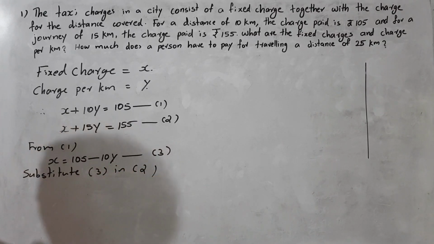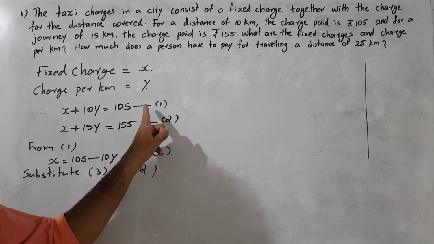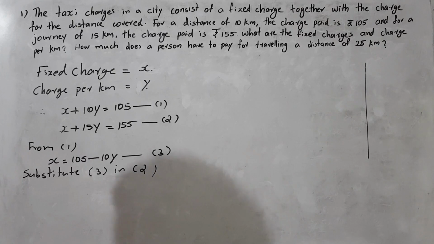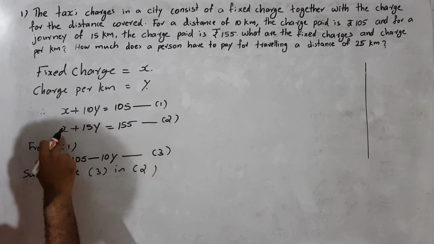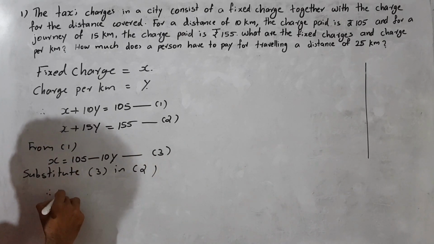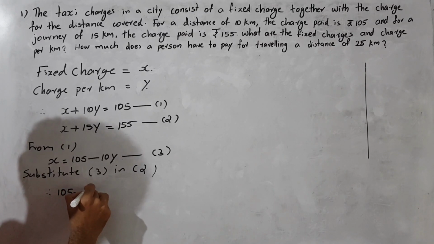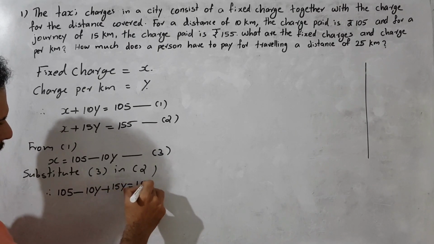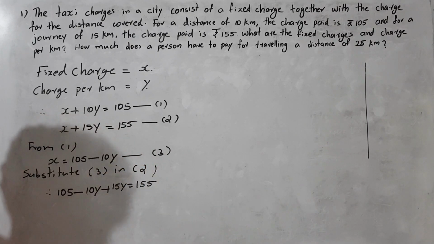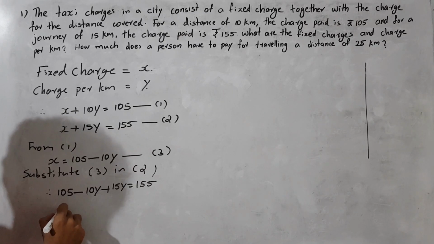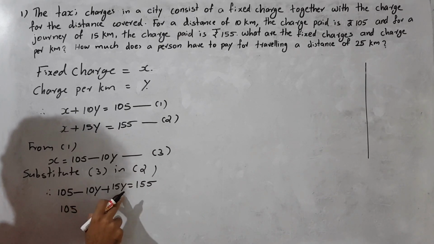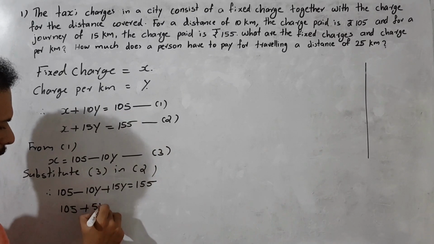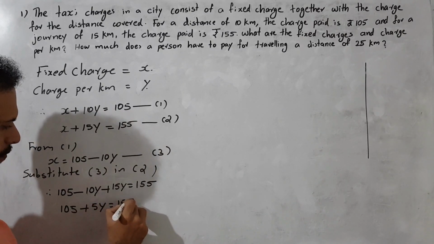Why? Because I made equation 3 based on equation 1. So substituting 3 in 2, what is the change? Therefore x is 105 minus 10y, plus 15y is equal to 155. Correct? Then what is next? Minus 10y plus 15y is 5y, so 5y is equal to 155.